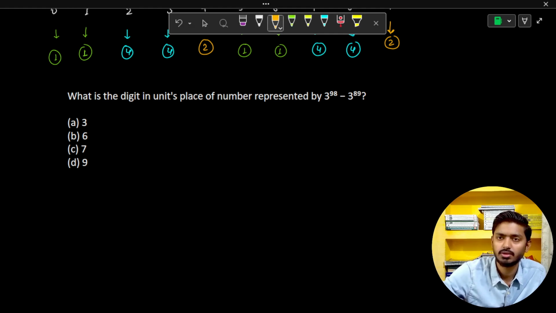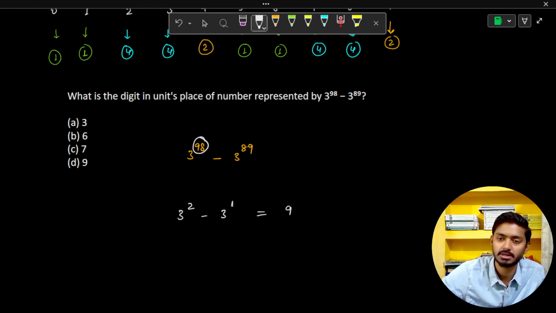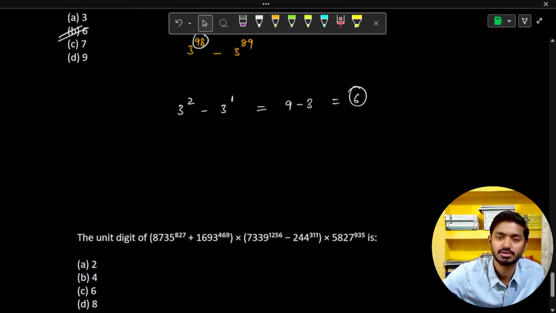3 to the power 98 minus 3 to the power 89. We can very clearly see that 3 has a cyclicity of 4. So we will divide the power by 4. 98 divided by 4 would give us 2 as our remainder, and 89 divided by 4 would give us 1 as our remainder. That would be 9 minus 3, which is 6. So our unit digit would be 6. Simple as that.